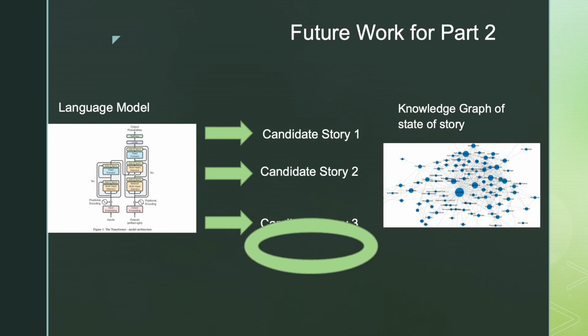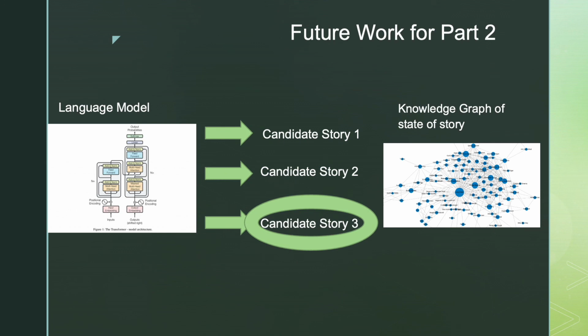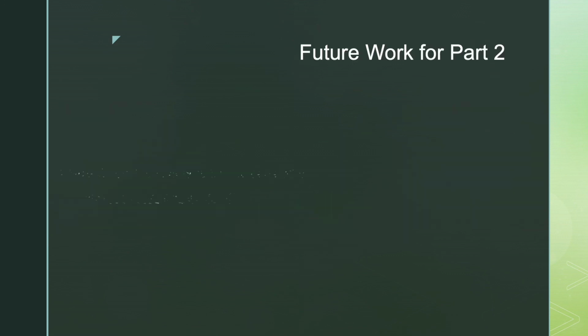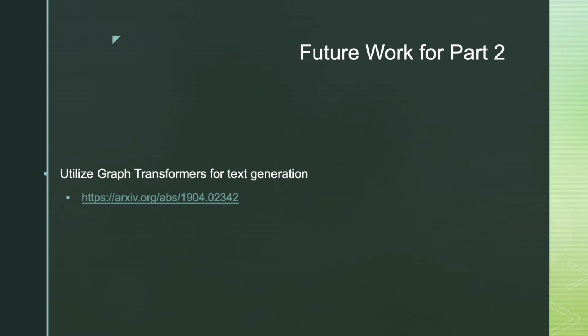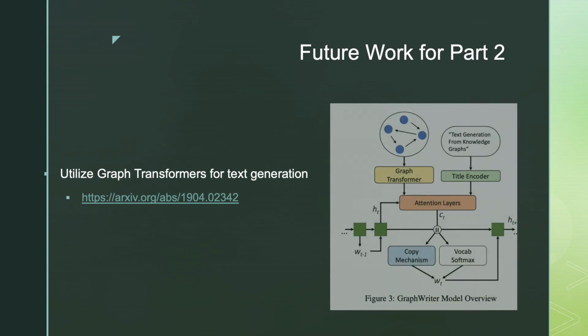And then we use the knowledge graph from before as the ground truth. From this, we see which candidate story matches best with our ground truth knowledge graph and have that be the candidate story. Additionally, we want to look at graph transformers. This is a language model that utilizes our knowledge graph together to generate the story.